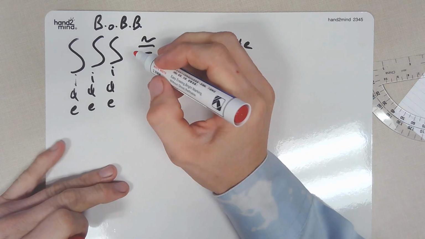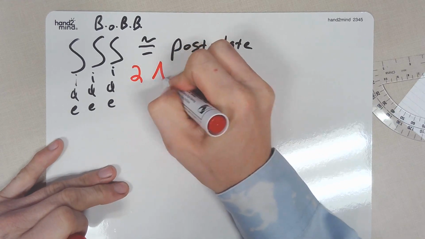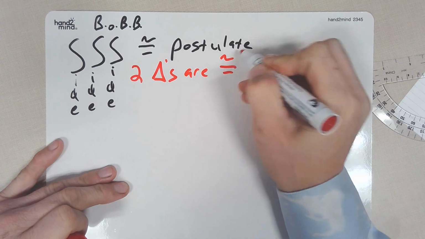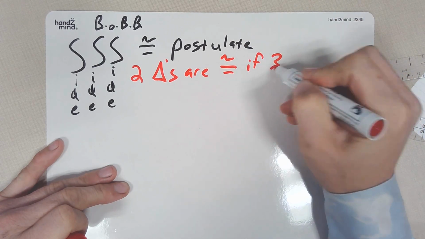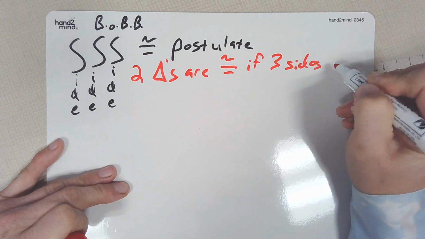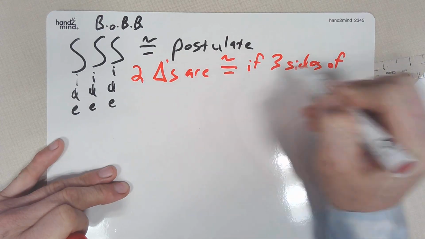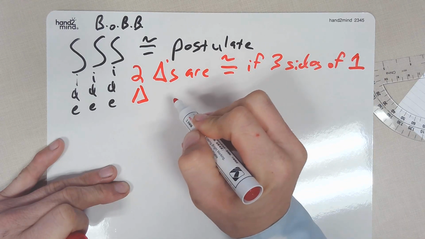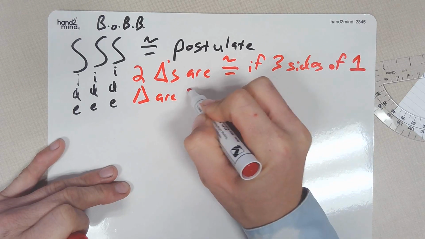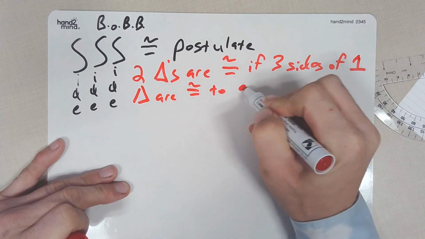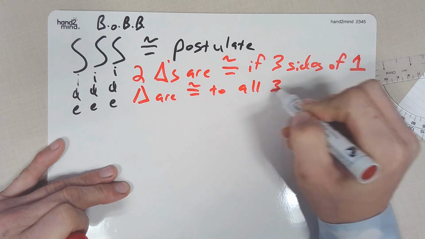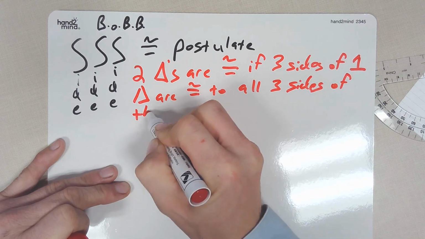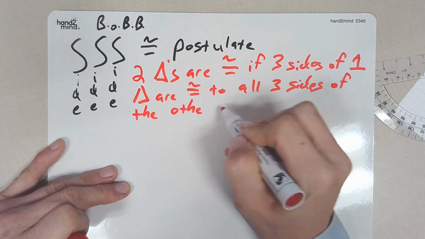So it's saying here, if I have two triangles, and if three sides of one of the triangles are congruent to all three sides of the other triangle.